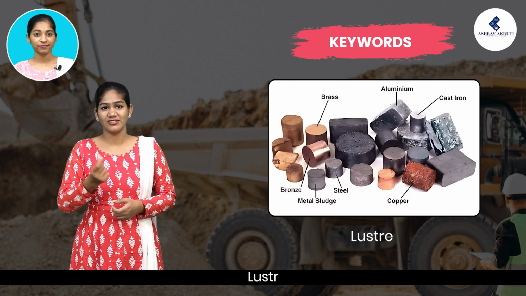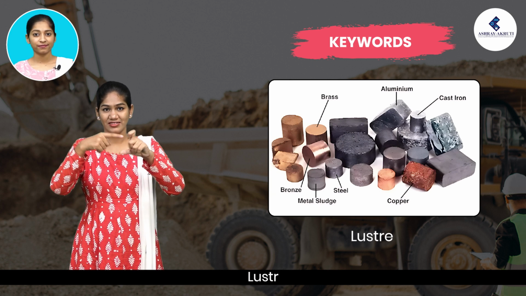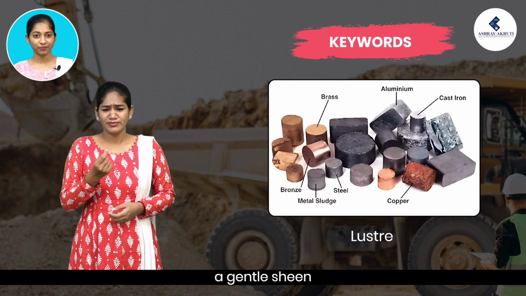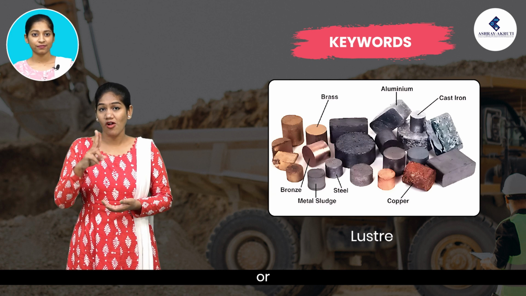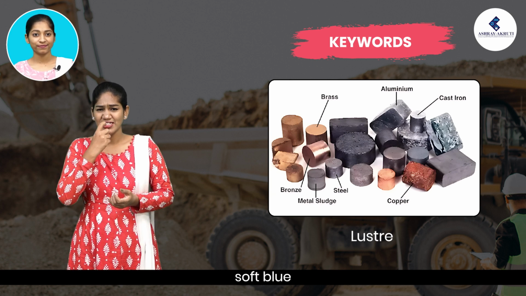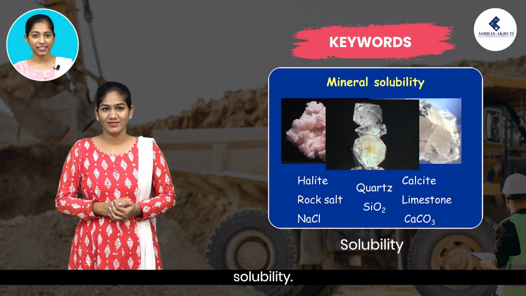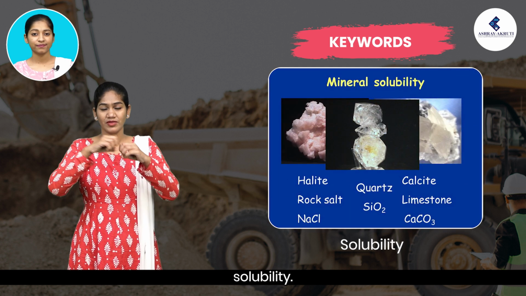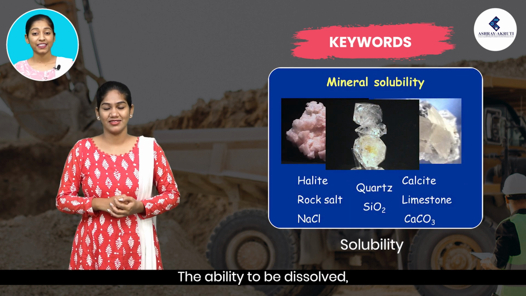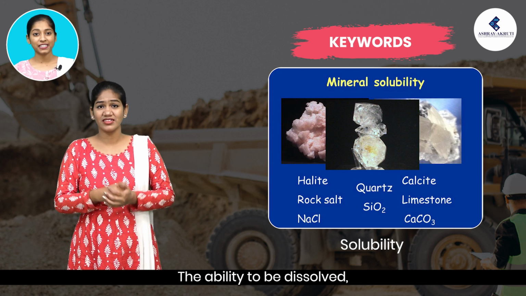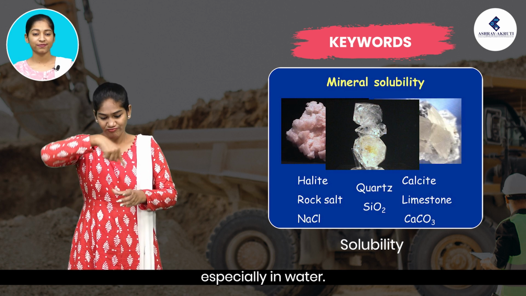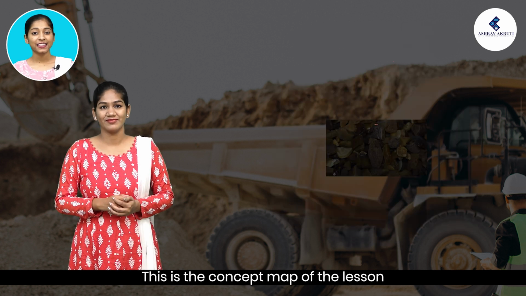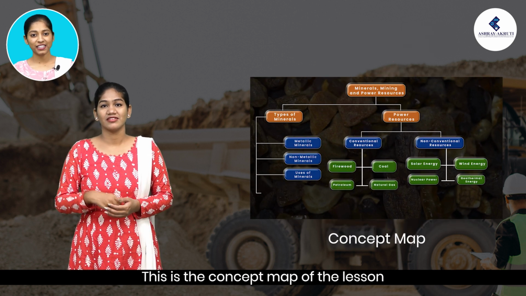Luster, a gentle sheen or soft glow. Solubility, the ability to be dissolved especially in water. This is the concept map of the lesson.